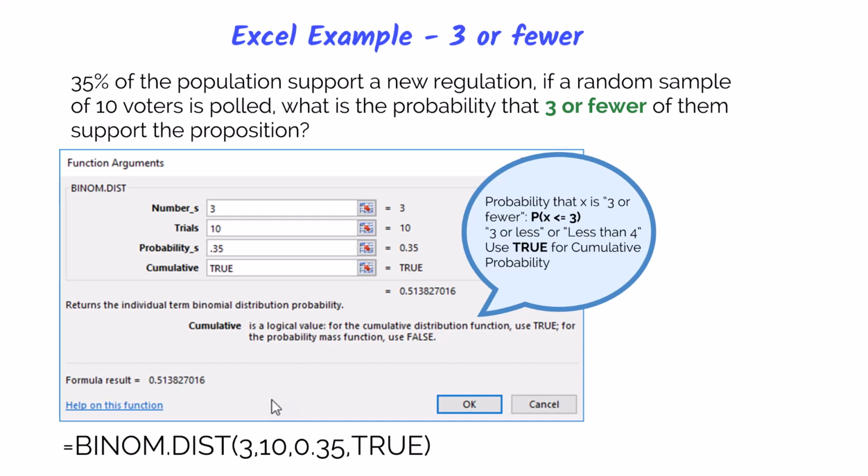So we want to know the probability that x is 3 or fewer, or P of X is less than or equal to 3. So you could say 3 or fewer or less than 4. These both mean the same thing. Since we now want to add up the probabilities for 1, 2, and 3, we're going to use true for the cumulative argument. So again, we will plug in 3 as the number of successes, 10 as the number of trials, 0.35 for the probability. So this does not change from the prior example. The only change is the true argument for cumulative. And the Excel formula outputs 0.5138.